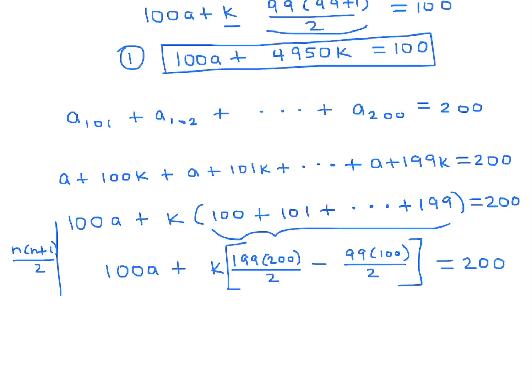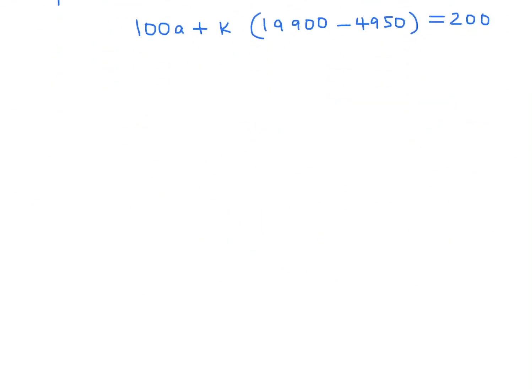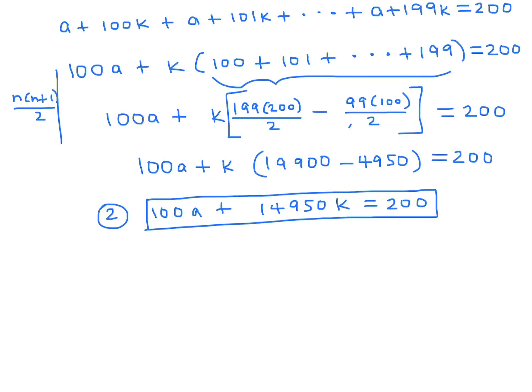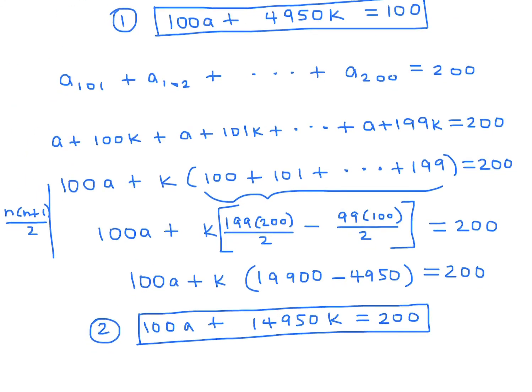And that equals 200. So in the brackets, we have 19900 minus 4950, like that, is equal to 200. Let's move it all the way up. And this one becomes 100A plus 14950K equal to 200. And we call this equation 2. Correct? So we had equation 1 and equation 2.